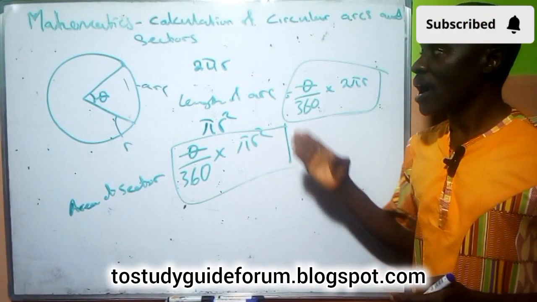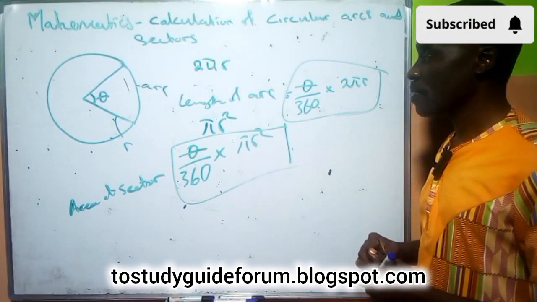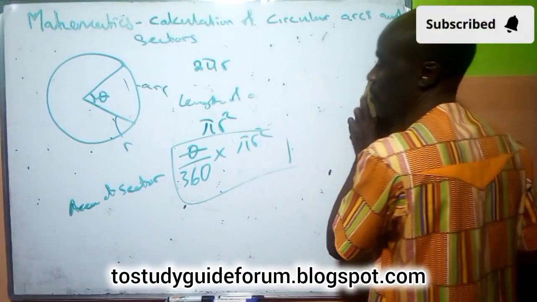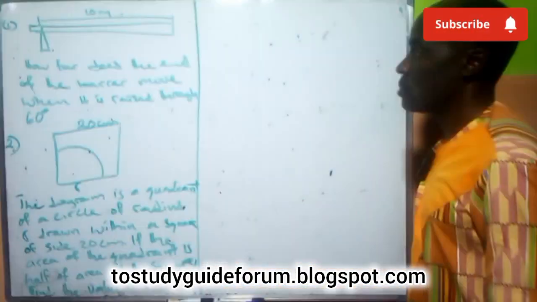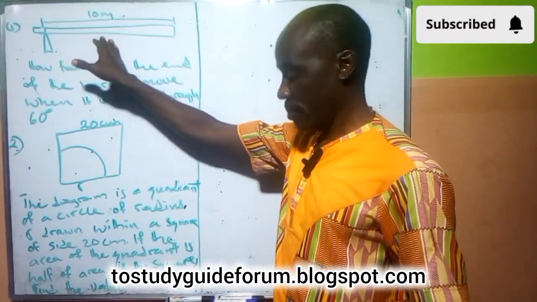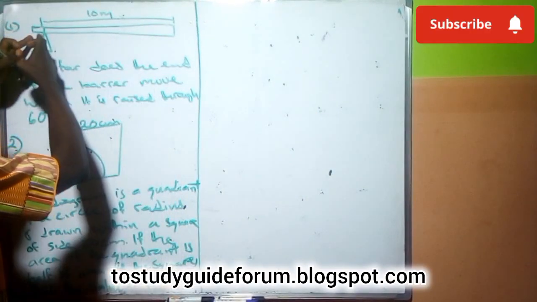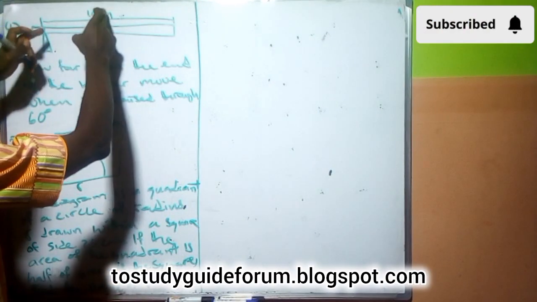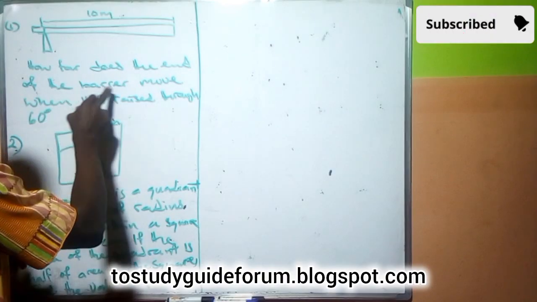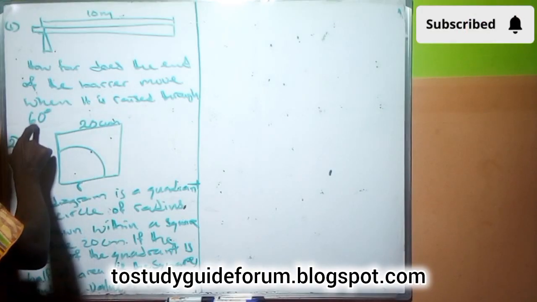Having this in mind, we're now going to use it to solve some problems that will help us register this in our mind. The first question says we have a barrier. The distance from this point to that point is 10 meters. How far does the end of the barrier move when it is raised through 60 degrees?